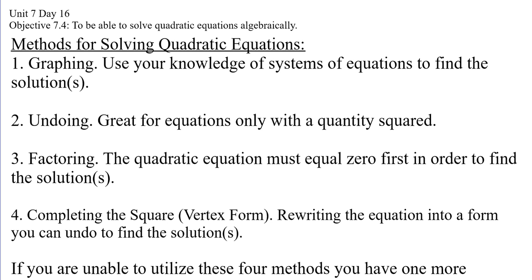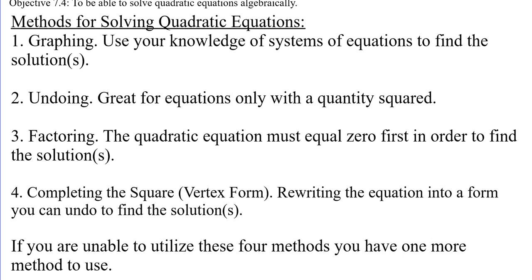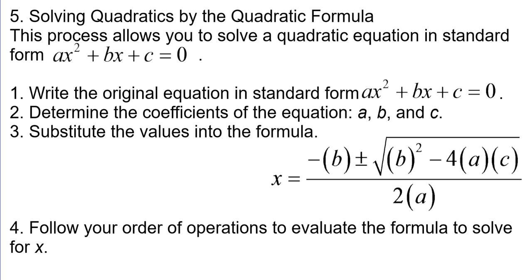Another method is called completing the square, where we take our quadratic equation and write it in a way so that it looks like it can be undone. We put it into that vertex transformation format, so we can utilize that undoing method kind of in our step 2 there. If we are unable to use any of these 4 methods, remember we do have one more method to use, and that is your quadratic formula.